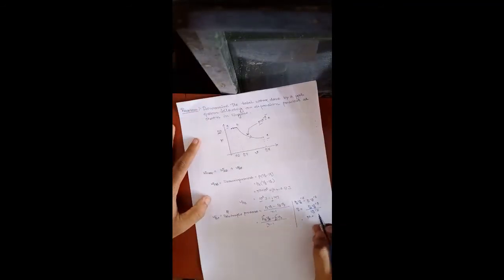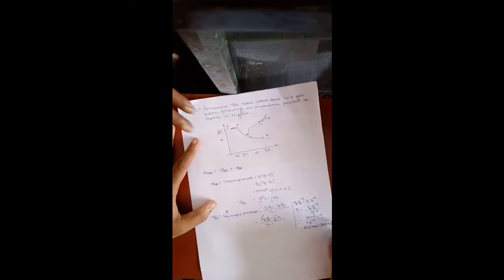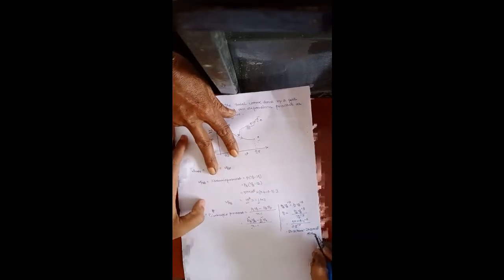VB is 0.4 to the power 1.3. VC is 0.8 to the power 1.3. Okay, so if you do the calculation, the result will come 20.31 bar, or 20.31 into 10 to the power 5 Pascal.